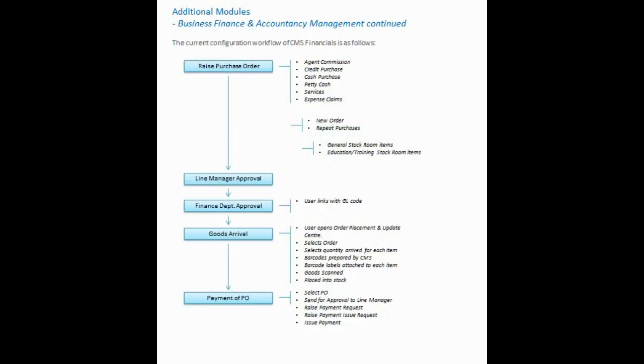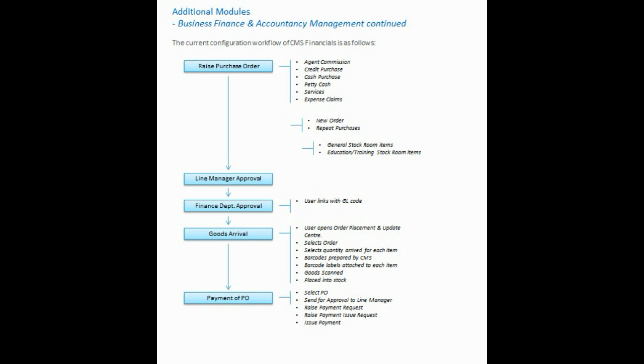The current workflow for purchasing within the business finance module is arranged so that the user can select from the type of purchase. For example, agent commission, credit purchase, petty cash, services, for example utility provision, or expense claims. Users can select whether to use a new blank template or repeat an order.